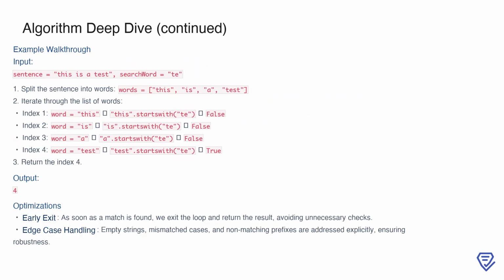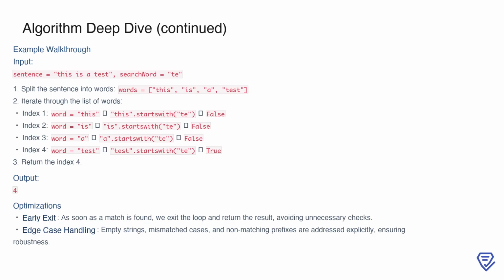Let's walk through an example to see the algorithm in action. Suppose the input is a sentence, "this is a test", and a search word "te". First, we split the sentence into words, resulting in the list [this, is, a, test]. Next, we iterate through this list.